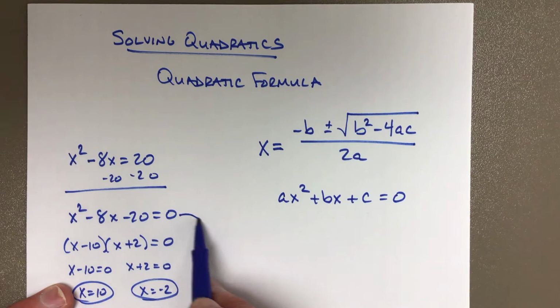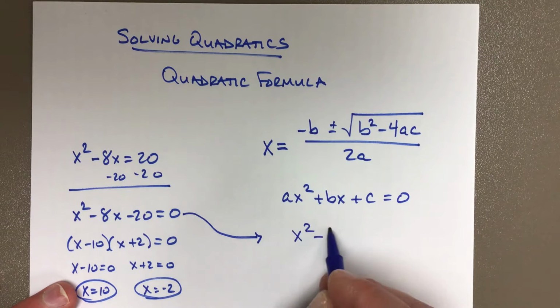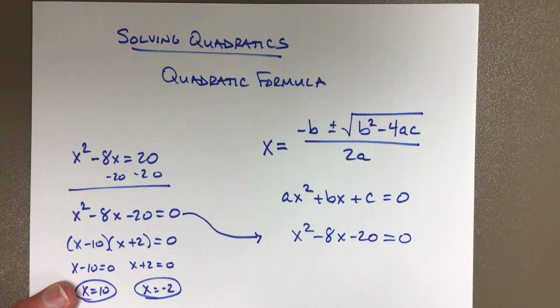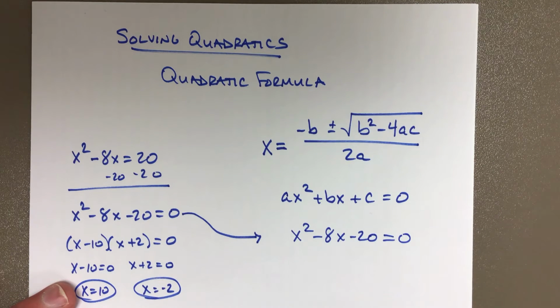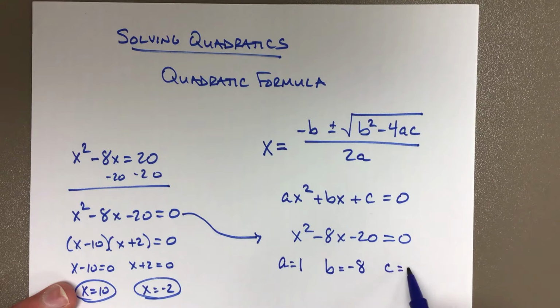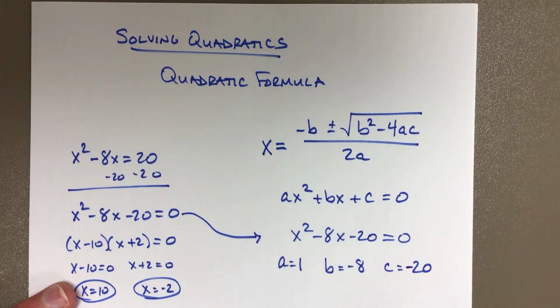Let's take this and move it over here. We have x squared minus 8x minus 20 equals 0. First of all, let's identify what a, b, and c are. a is 1, b is negative 8, and c is negative 20. This is your 1, that's the coefficient, and then the constant. All right, let's see what we got here.